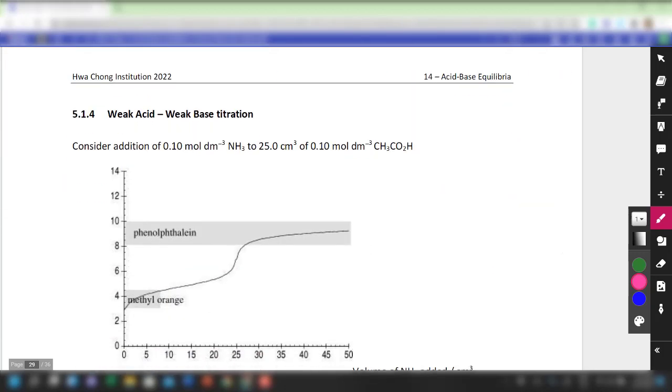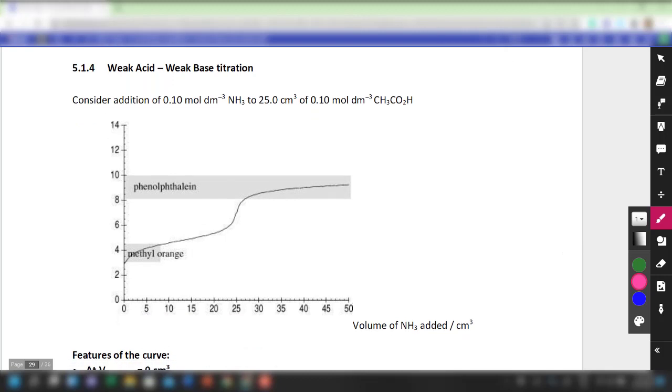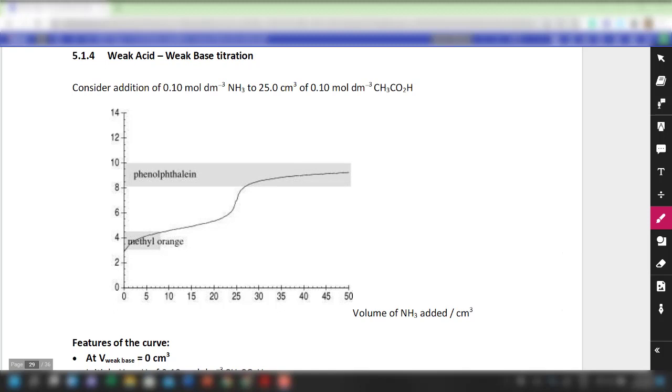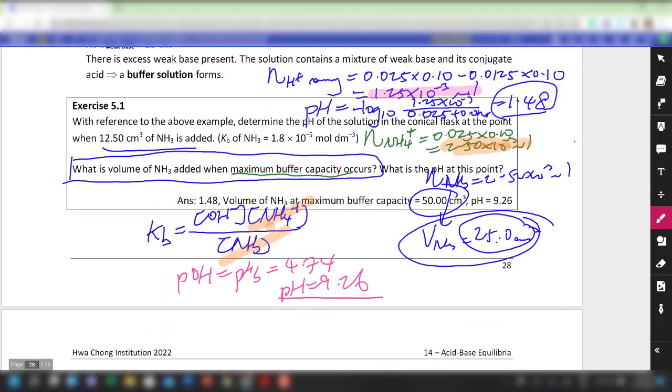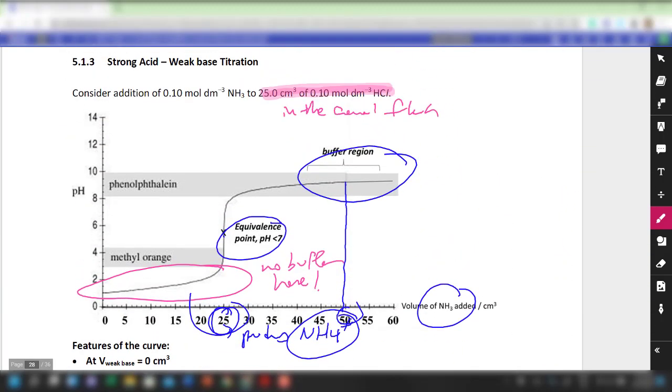Okay, then next we'll move on to weak acid, weak base titration. Over here we have our weak base, which is aqueous ammonia in the burette, and then we have our weak acid, ethanoic acid, in the conical flask. Okay, so you notice the shape of the titration curve is unlike the earlier examples of weak base, strong acid titration, where the change in the pH at the equivalence point is very sharp.